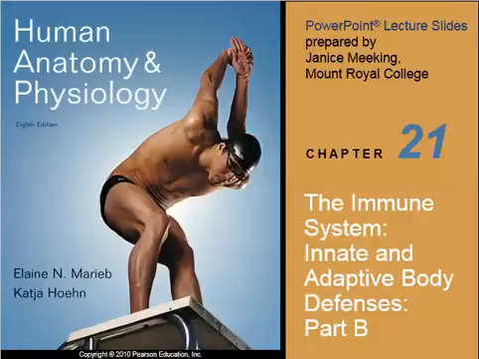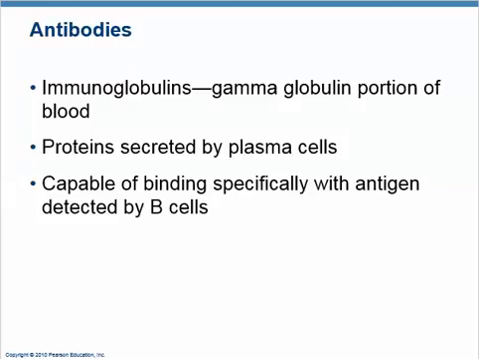So we'll continue our look at humoral immunity by looking at antibodies. Now, antibodies are often called immunoglobulins. They're globular proteins that are found in the blood plasma. It's one of the three proteins that we talked about in blood plasma. And they're sometimes called gamma globulin.